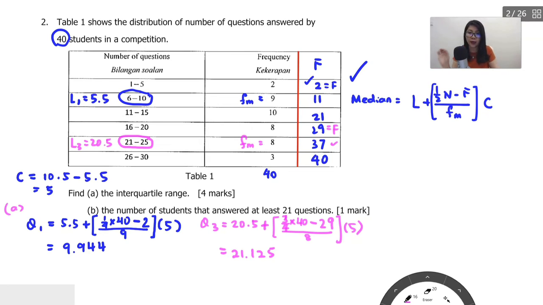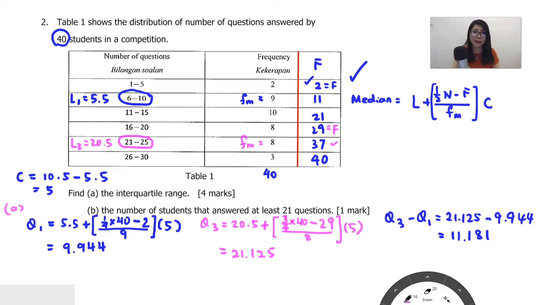This is for A. To find the answer, I'm going to use Q3 minus Q1. So Q3 is 21.125 minus 9.944. Let's calculate using the calculator. 21.125 minus 9.944 is equal to 11.181. That will be the answer for the interquartile range.